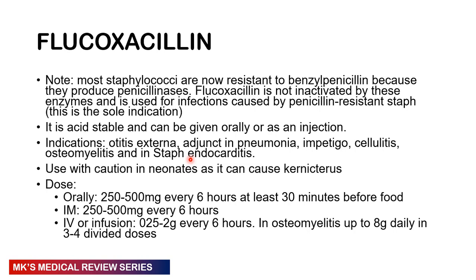Now, what's going to be the dose of this drug? Orally, you can give 250 to 500 milligrams every 6 hours. So that means about 4 times a day, at least 30 minutes before food. And as an intramuscular injection, you can give 250 to 500 milligrams every 6 hours. So that's 4 times a day, QID. Or as an IV injection or an infusion, you can give 0.25 to 1 gram every 6 hours. In osteomyelitis, you can even give up to 8 grams daily in 3 to 4 divided doses.